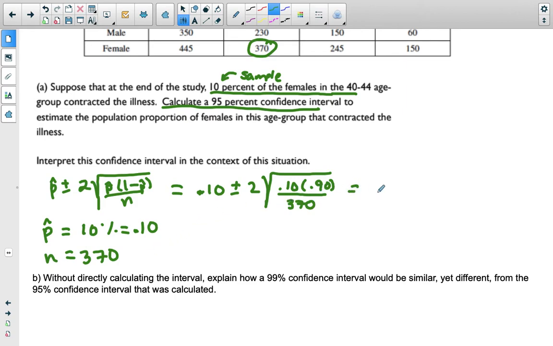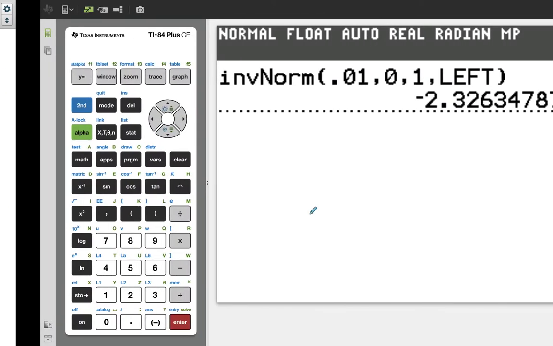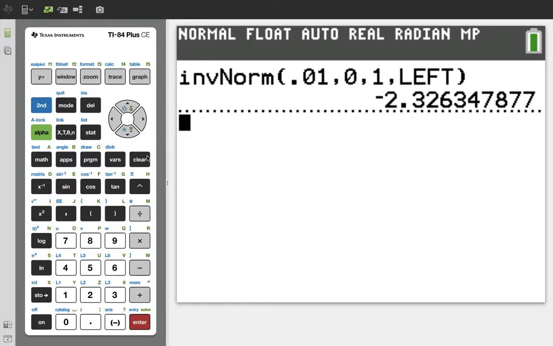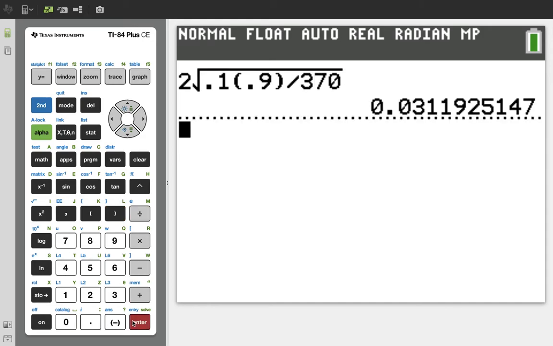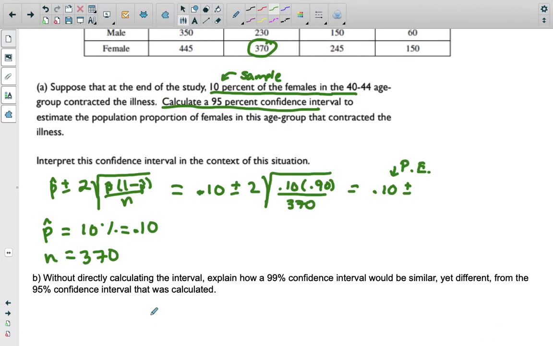So this is going to be 0.10. Let's get our margin of error. 0.10 is our point estimate, right? We need our margin of error. So if I go to the calculator, we can calculate the margin of error. That is 2 times the square root of 0.1 times 0.9 divided by 370. So that is a 0.031 margin of error. So we'll say 0.03.